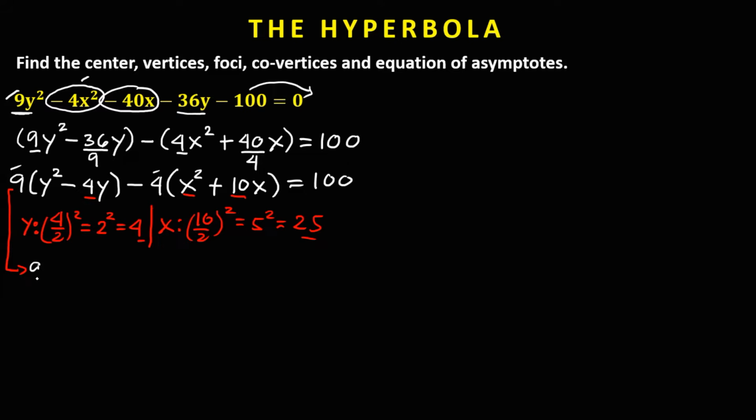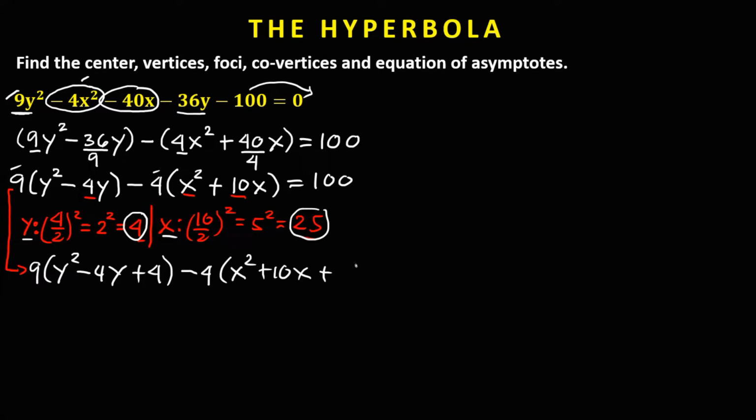So this becomes 9y squared minus 4y plus these numbers, so plus 4. Then minus 4x, so we have 4. Then x squared plus 10x, then plus 25, then equals 100, then plus.